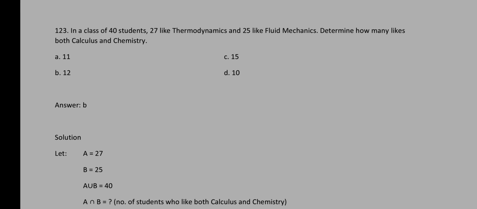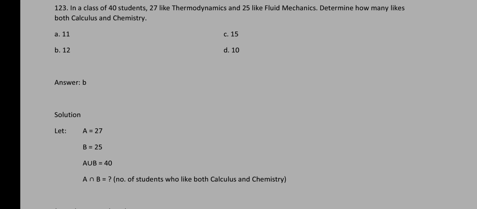Solution: A is 27, for thermo. B is 25, for fluids. A union B is 40, because you have 40 students. Therefore, what is being asked is the excluded group, A intersection B, the number of students who like both calculus and chemistry. Meaning, those not among the ones who like thermo and fluid mechanics. Since the students who like neither of those two subjects are in calculus and chemistry, it is the intersection of their exclusion.